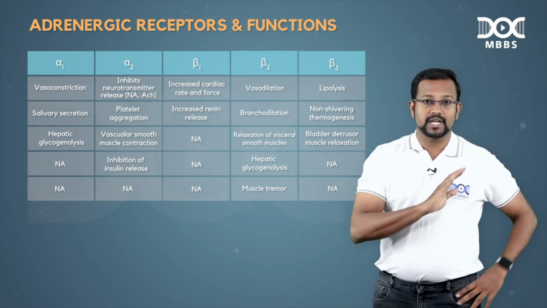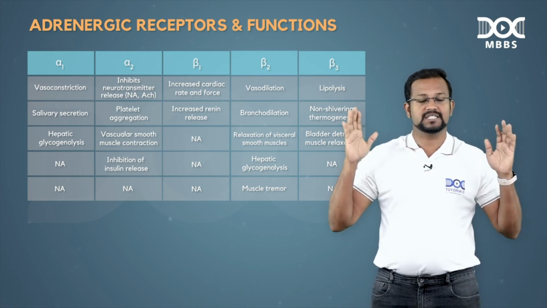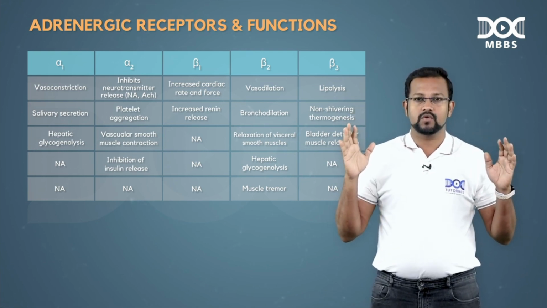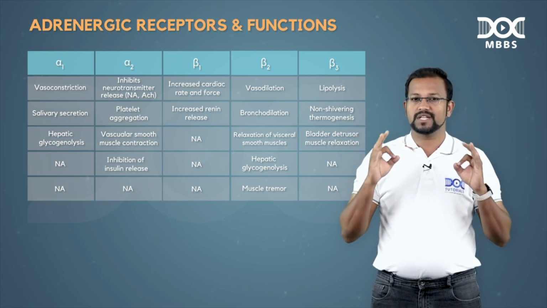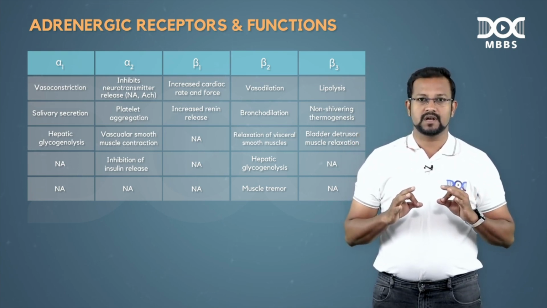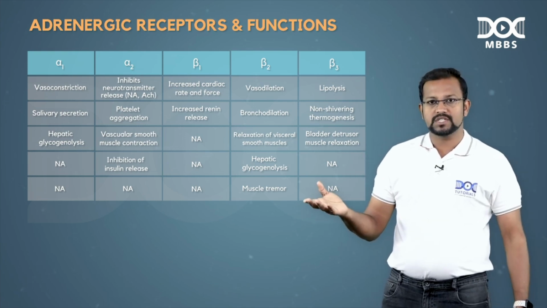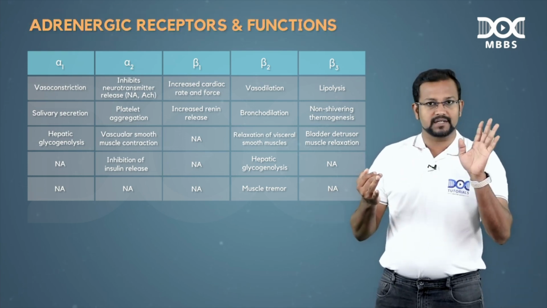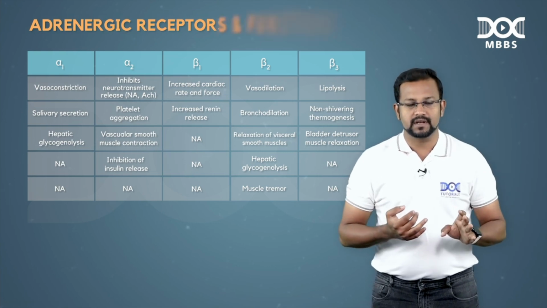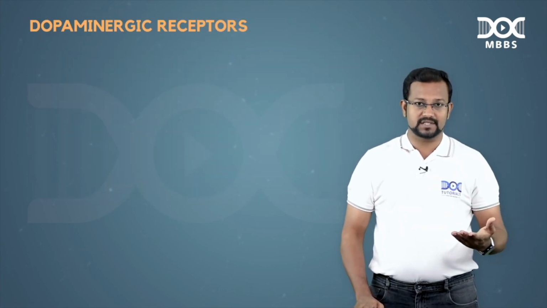So, please be sure that you have knowledge on what exactly the functions of every individual receptor in your body are. Because the majority area where the students get confused is based on the mechanism of action of individual drugs. If you understand the receptors, it's very simple. If you find a newer drug, you just find out in which receptor it is acting. That's it. That's enough. You can find out what action it is going to be producing. Clear? Now moving on to the third important type of receptor, that is dopaminergic receptor.